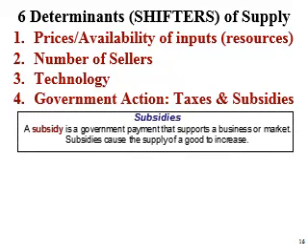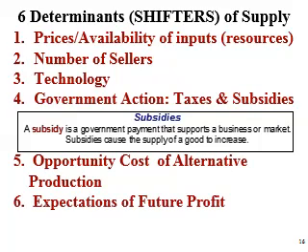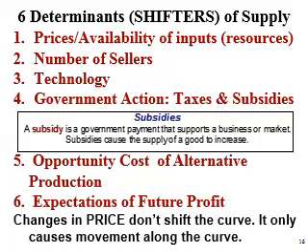What we see with supply, now you're thinking of it from the seller's point of view, not the consumer's point of view. And we have 6 total shifters. A lot of these are going to look familiar to you as the ones of demand. The key is just to be able to think like a seller when you're looking at these shifters of supply.